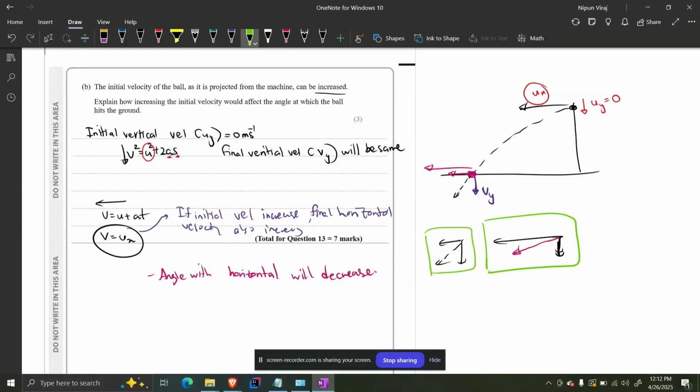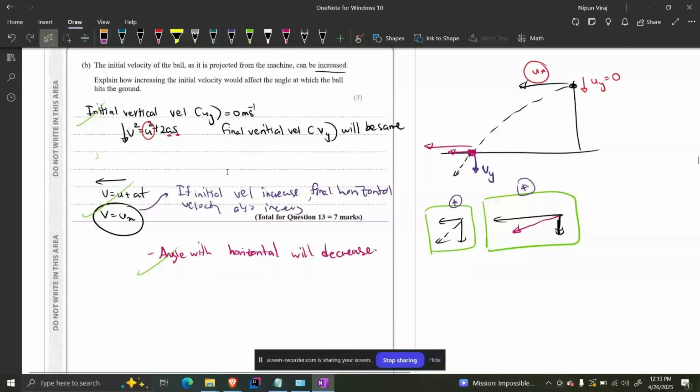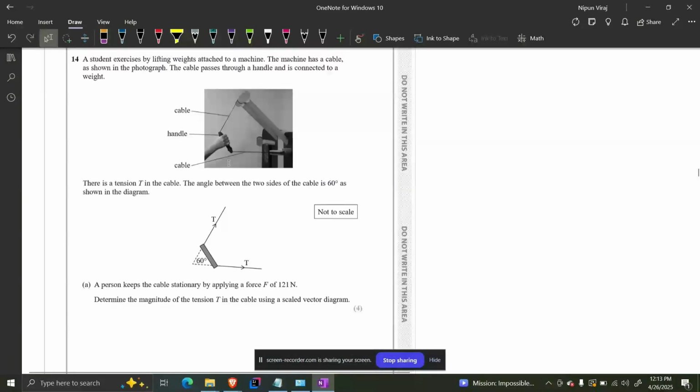Since there are 3 marks, you will get 1 mark for stating that the final vertical velocity won't change, 1 mark for stating that the final horizontal velocity will increase, and another mark for mentioning this. But while mentioning this, it's better if you can draw these diagrams and clearly explain that. So this question is also done, right? Then let's go to the next question.